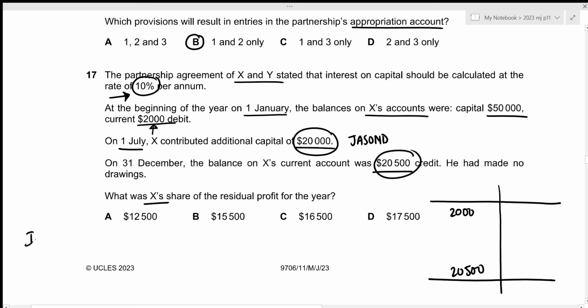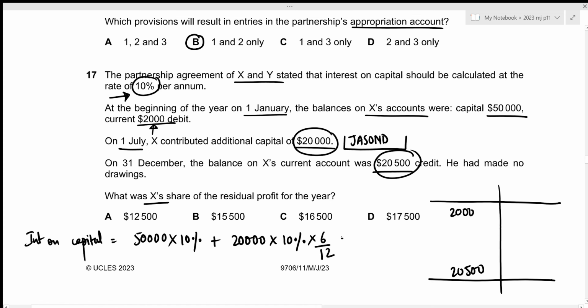Let's figure out the interest on capital. For 50,000 we need to calculate it for the entire year, so that will just be 50,000 times 10%. But for the 20,000, that will be times 10%. This will give the interest on capital for the entire year, but we have only utilized the capital for 6 months, so that's times 6 by 12. This gives the total interest on capital to be 6,000. And interest on capital is something that the partners will receive from the partnership, so this goes towards the credit side. Alright, then we need to figure out the residual profit, which is also something that the partners will receive from the partnership, which will go towards the credit side.